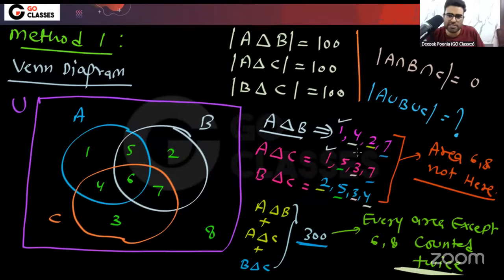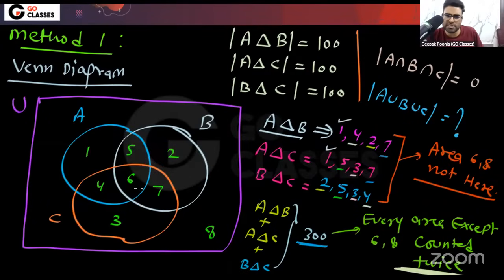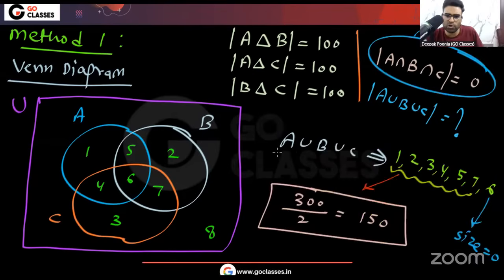But the point is that this area 6, 8 we did not count. Remember the area 6 has size 0, and the area 8 anyway I don't want, because I want the size of A union B union C. In A union B union C, I don't have area 8, so I don't care about it. All the remaining areas I have counted twice in this 300. So if I want to count them only one time, to find the size of A union B union C, I will just divide by 2 and I will get 150. This is the answer. I hope you understood.